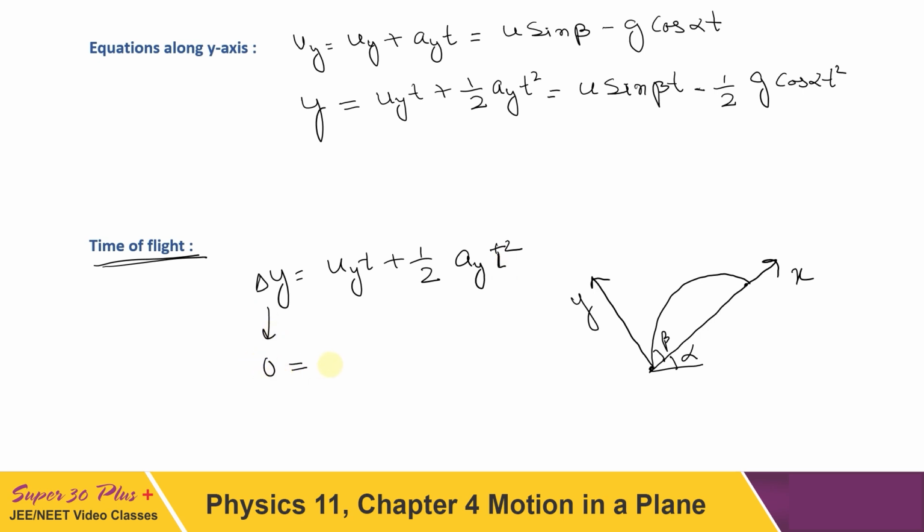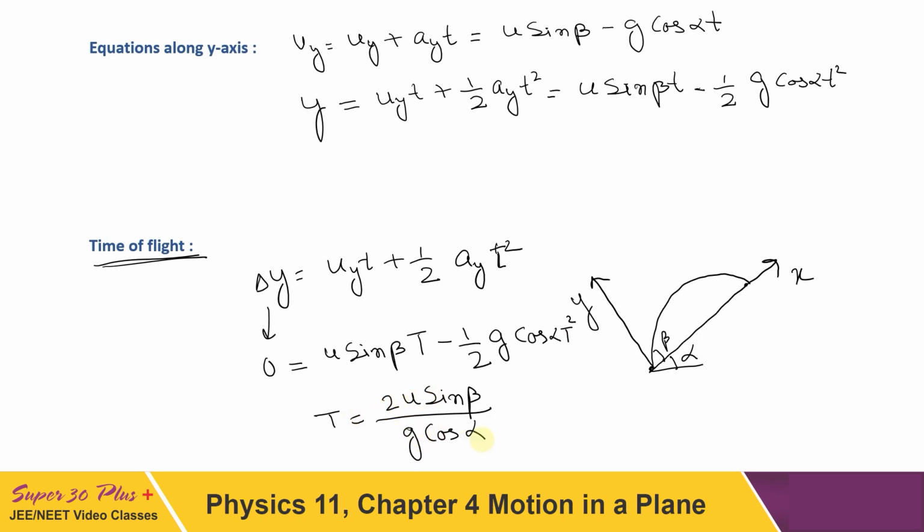And we got 0 is equal to uyt. Now uyt is u sin beta t. This time I am denoting the time of flight as capital T, minus half ay, as we know, is minus g cos alpha. So minus half g cos alpha T square. On solving, T will come out as 2u sin beta upon g cos alpha. Can you compare this relation with the relation we had got in simple projectile motion where it was on a horizontal plane?